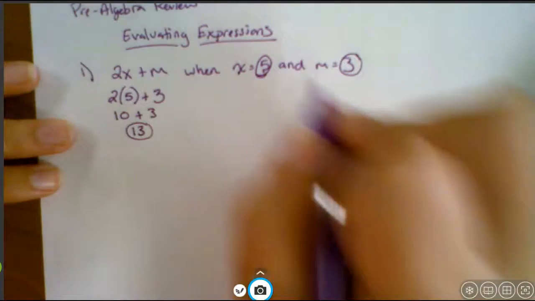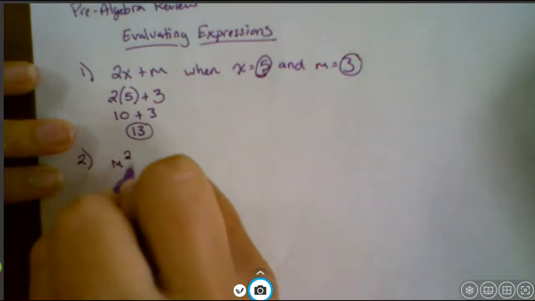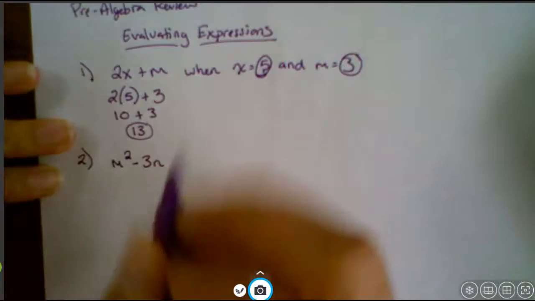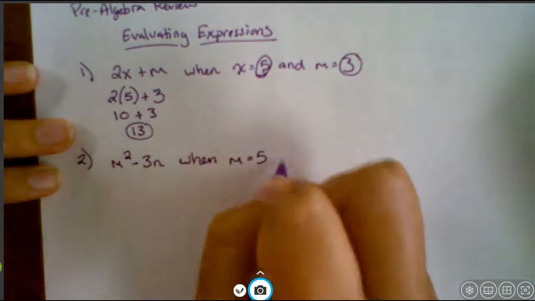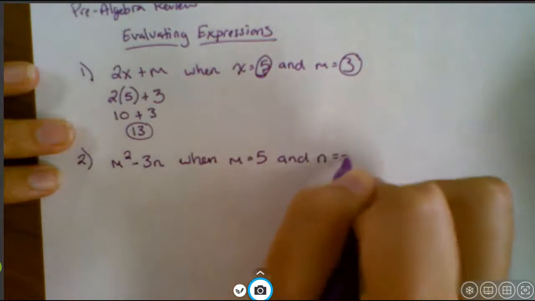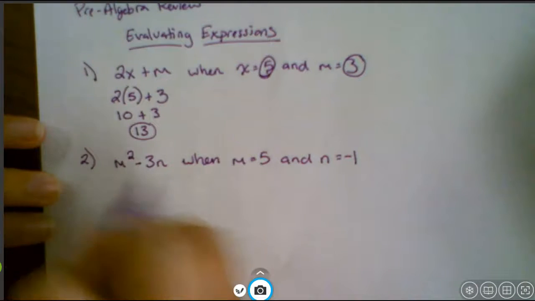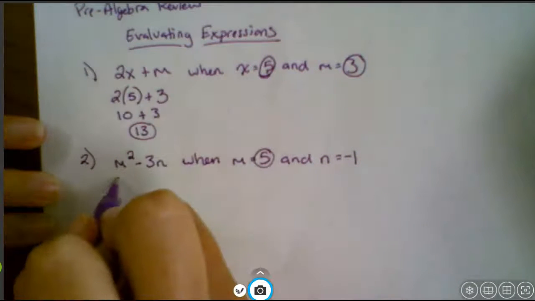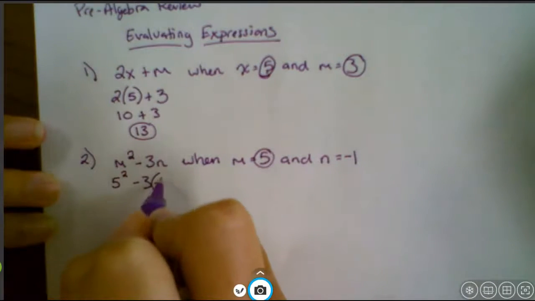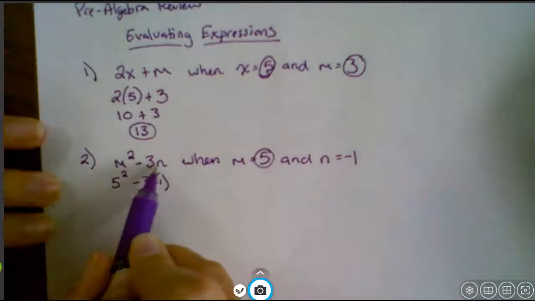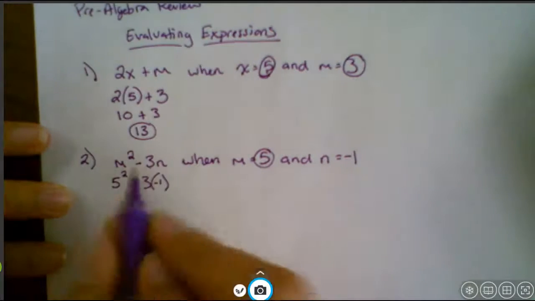Now let's try another one like that. So for this one, let's do m squared minus 3n. We're going to do that when m equals 5 and n equals -1. So m squared, m is 5, so I'm going to take that 5 and replace the m. N is -1, so I'm going to put that in for n. Now 3 times n, they're sitting next to each other, so make sure you have those parentheses and you don't subtract. Now I'm going to evaluate.